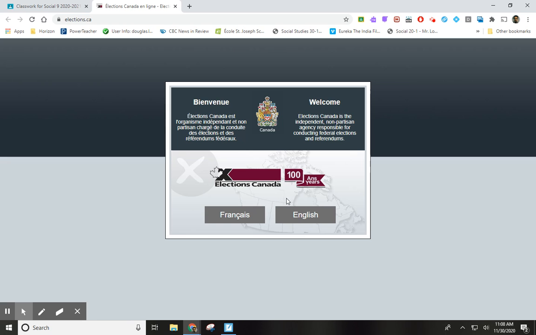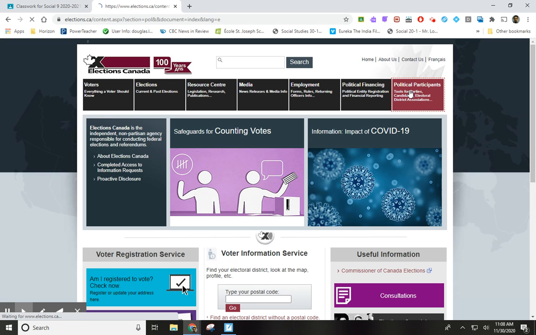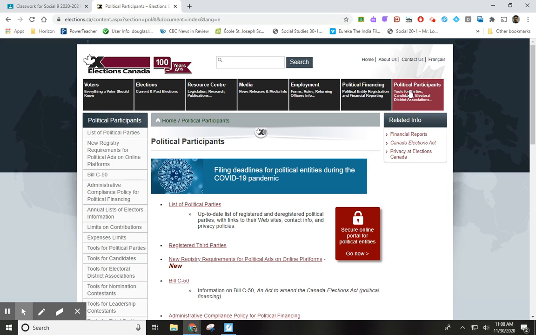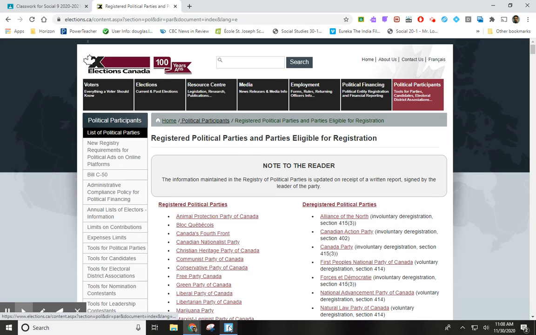All right, so you're on the site. Of course, you select English. You go into political participants. Okay, you go where it says list of political parties. I guess you can do it there, or you can do it there. It doesn't really matter. So you click onto that. And so now you have registered political parties. You'll count them and then you'll write them out. All right, so there's that.